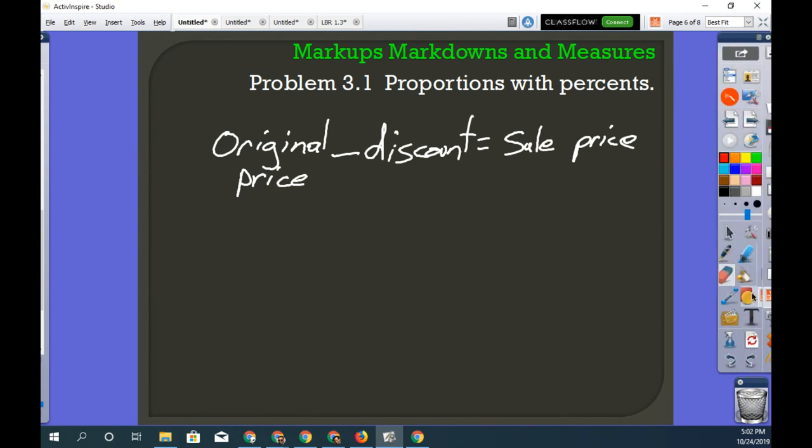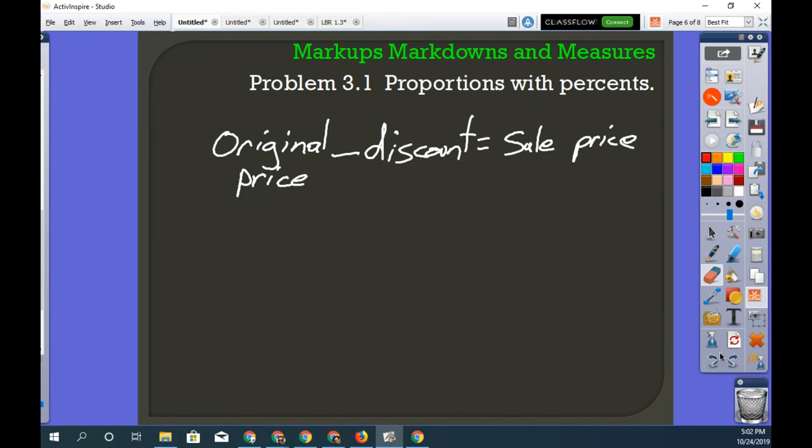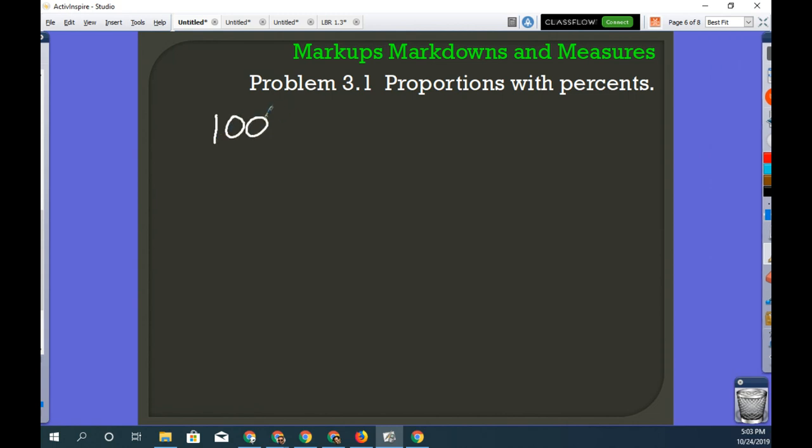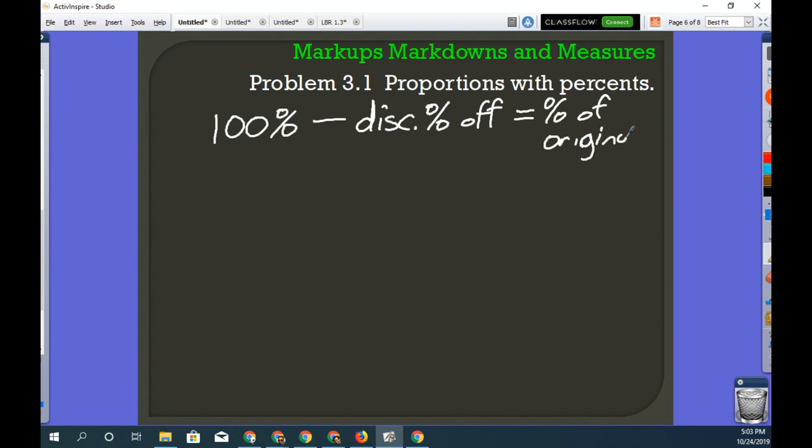as a strategy. So I'm going to come in here, and instead of talking about the prices, we're going to talk about the percents. So the original price of an item is 100% of the cost. And what we're going to take away from that is the discounted percent off. And what that is going to give us is a percent of original cost.